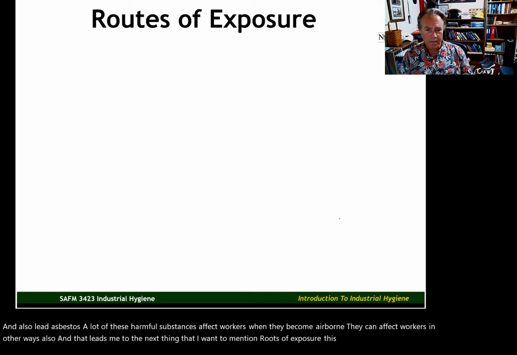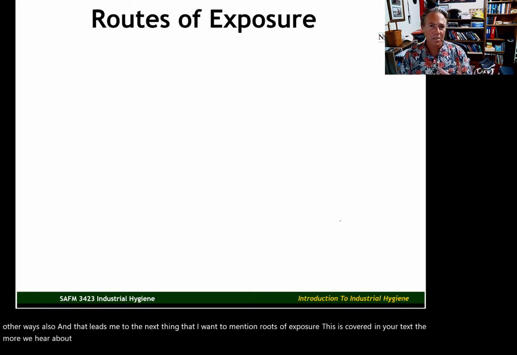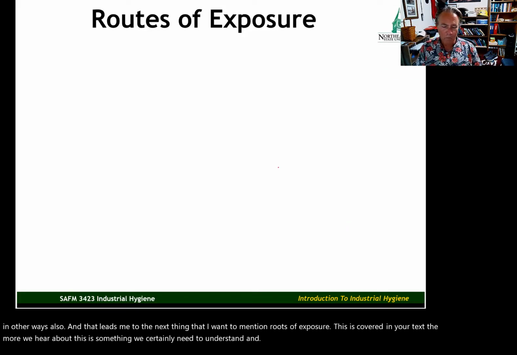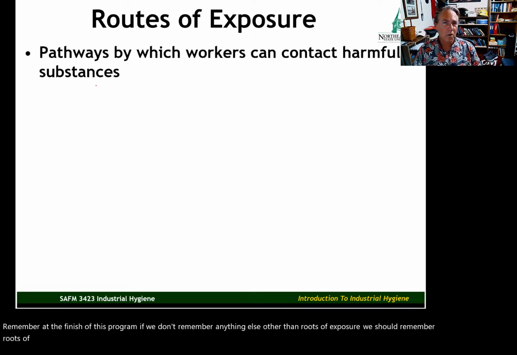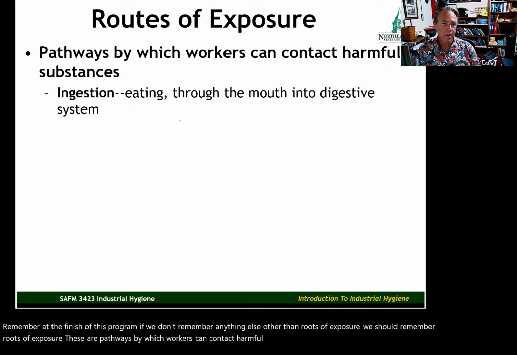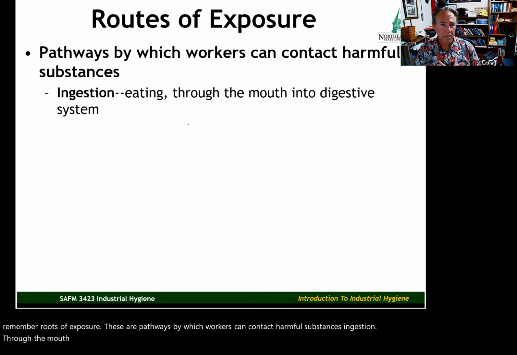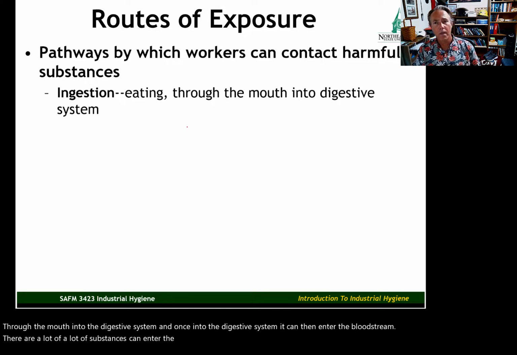This is covered in your text. This is something we certainly need to understand and remember at the finish of this program. If we don't remember anything else other than routes of exposure, we should remember routes of exposure. These are pathways by which workers can contact harmful substances. Ingestion, through the mouth into the digestive system. And once into the digestive system, it can then enter the bloodstream. A lot of substances can enter the bloodstream through the digestive system, by taking it in through the mouth.